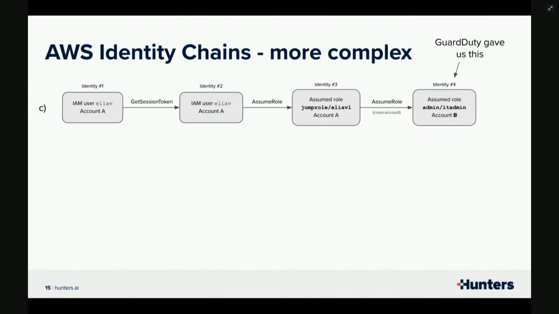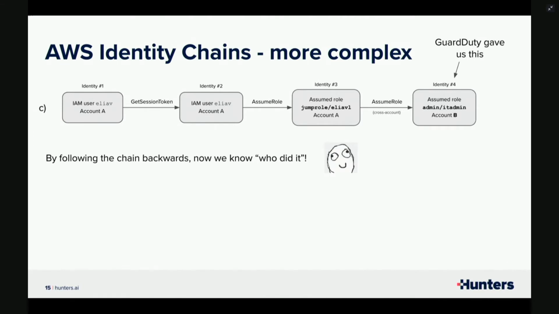And in fact, what we saw in the alert, GuardDuty gave us the last identity, the admin, IT admin in the second account. So if we follow the chain backwards, we can actually answer accurately, at least in terms of the user originally doing this action, who did it.